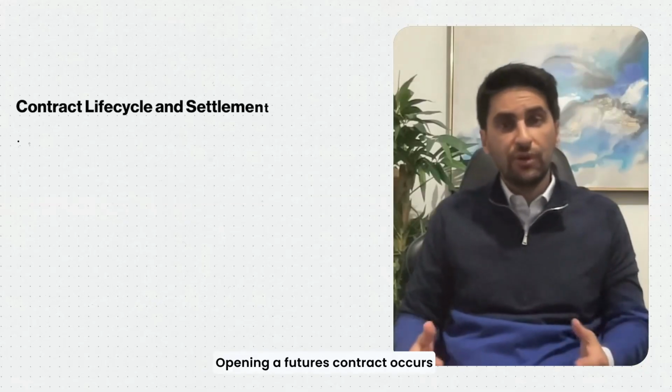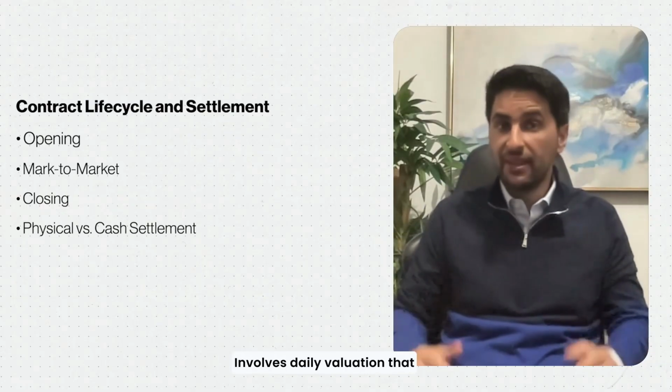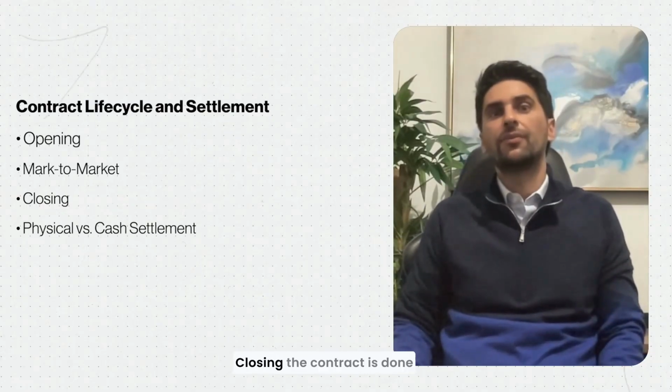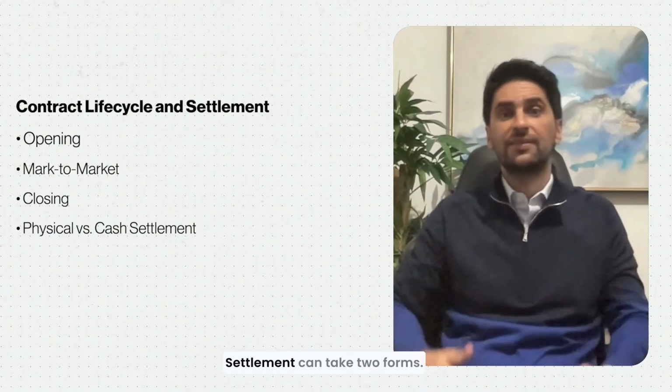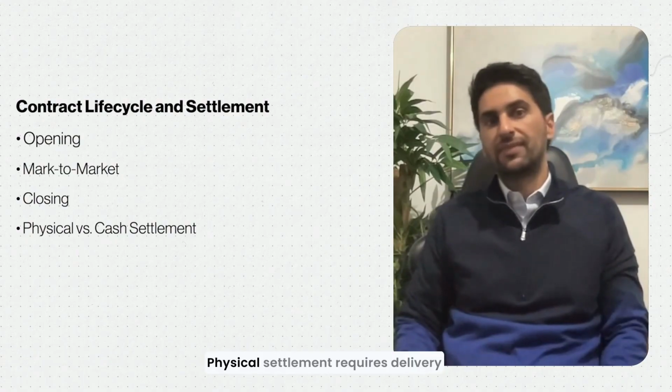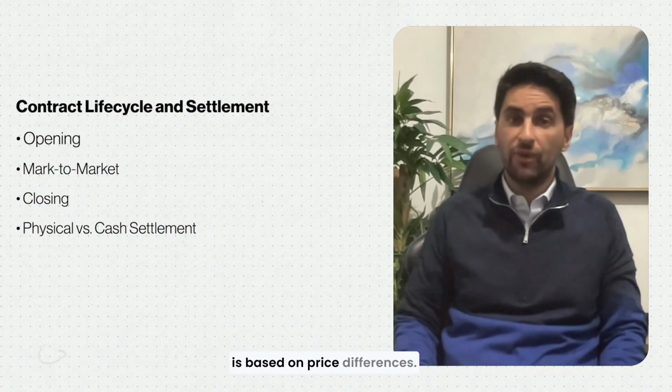Opening a futures contract occurs by buying or selling. Mark-to-market involves daily valuation that adjusts the margin account. Closing the contract is done by taking an opposite position or through final settlement. Settlement can take two forms. Physical settlement requires delivery of the asset, while cash settlement is based on price differences.